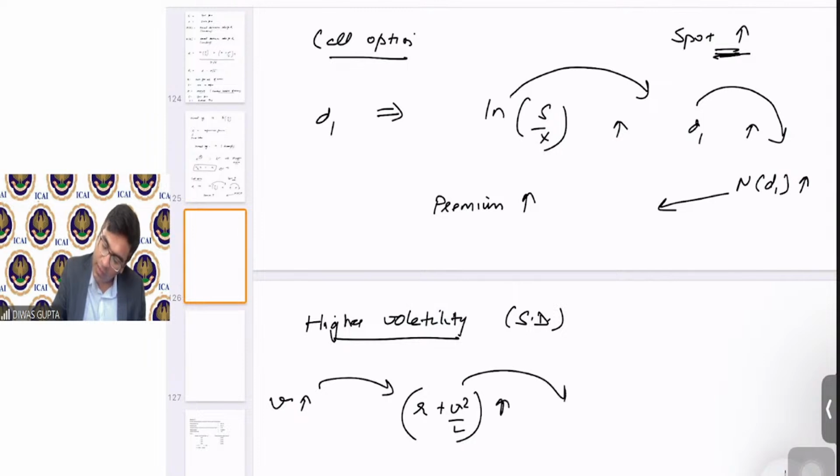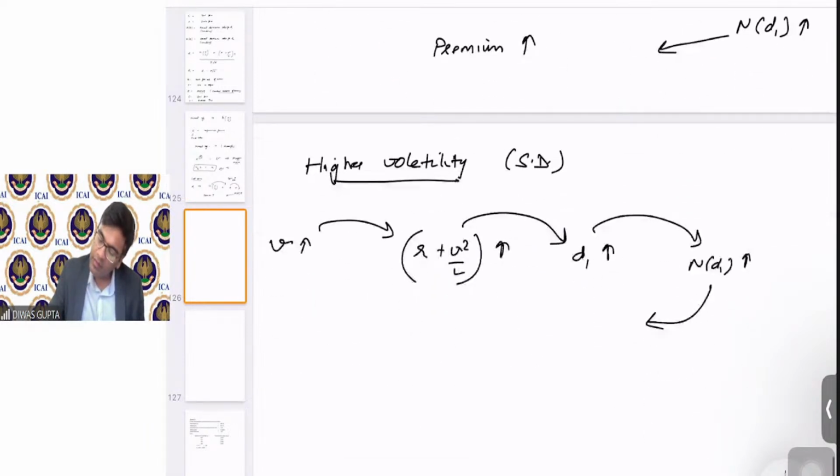It will increase. If this increases, D1 will increase. If D1 increases, ND1 will also increase. If this happens, then premium will also increase. Okay.